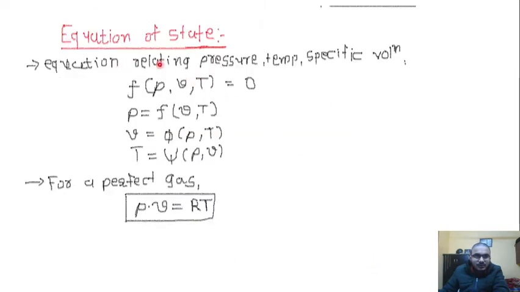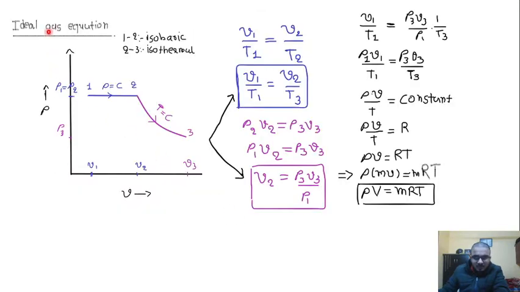The next was equation of state, in which pressure, specific volume and temperature are fundamental thermodynamic properties. Here we can write a single property in terms of the remaining two properties. And for perfect gas, PV is equal to RT. And then we derived ideal gas equation on PV diagram as shown here. And in last lecture we arrived up to PV is equal to mRT, that is ideal gas equation in mass form.